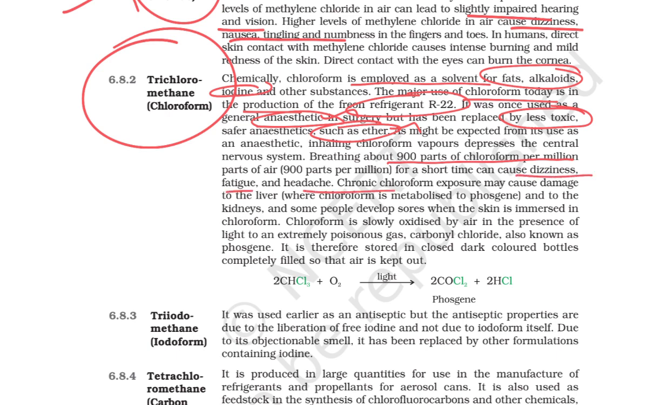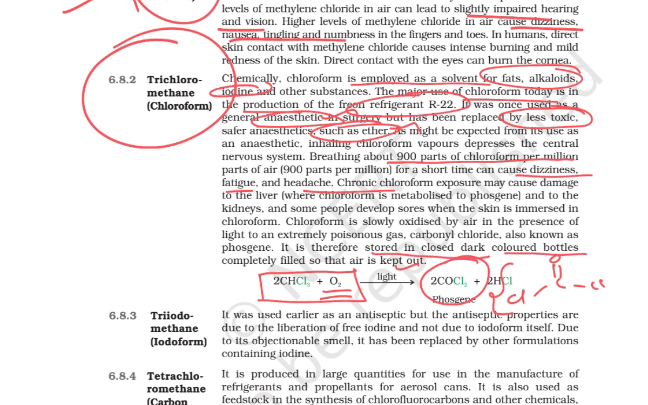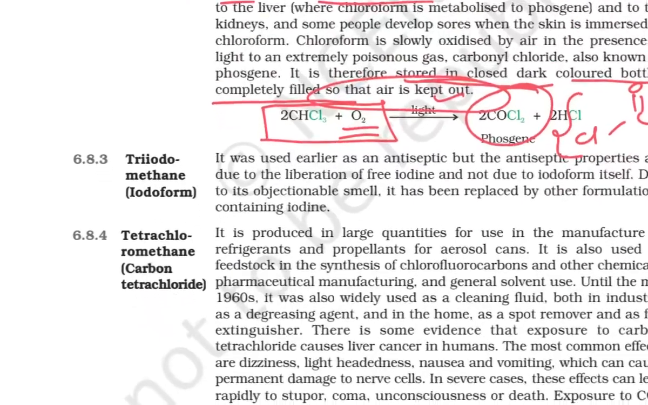It also forms a potent poisonous gas, that is phosgene. When CHCl3 is exposed to light in the presence of O2, it forms phosgene, which is more poisonous. That is the reason why chloroform is stored in closed, dark colored bottles, completely filled so that air is kept out. Clear? Then we go for iodoform.